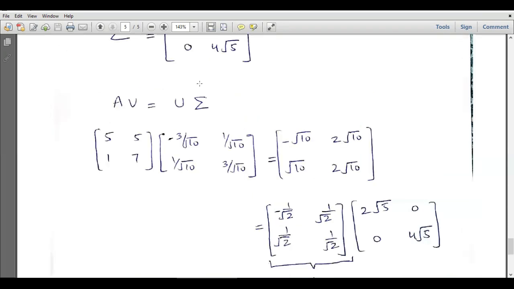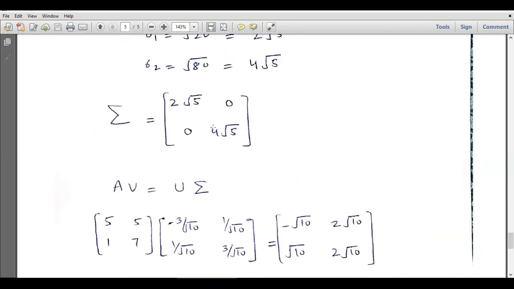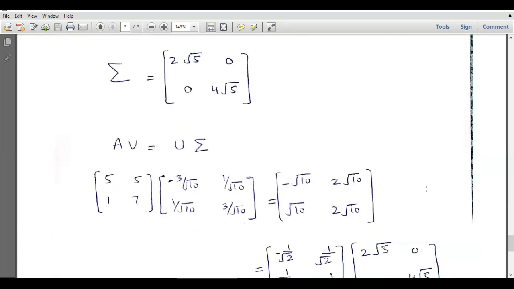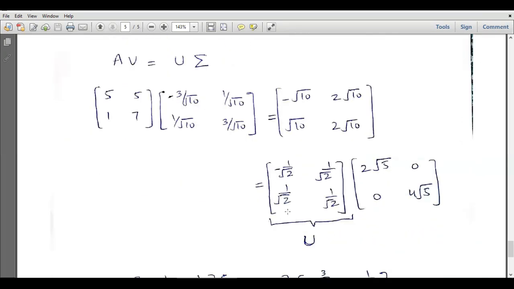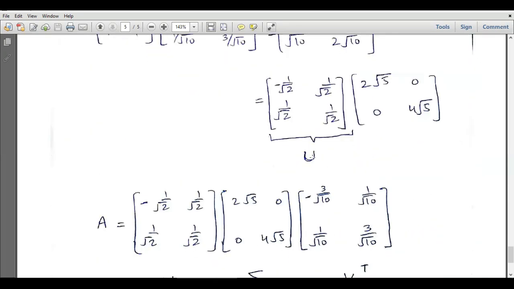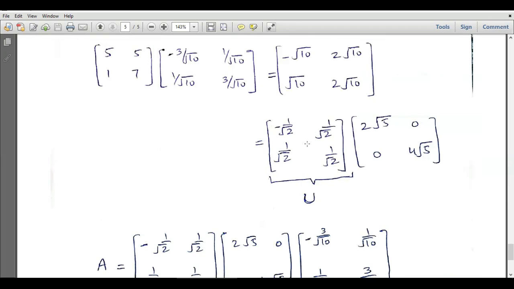Now the inverse of this sigma matrix is equal to 1 by 2 square root 5 and 1 by 4 square root 5, and these entries will be equal to 0. Since this is a diagonal matrix, the inverse of this matrix is actually equal to the reciprocals of these diagonal entries. So that will give you the inverse of this matrix. Just multiply that inverse with this matrix at the right hand side, then you will get your U matrix. So this is our U matrix, and that method will be the simplest method.